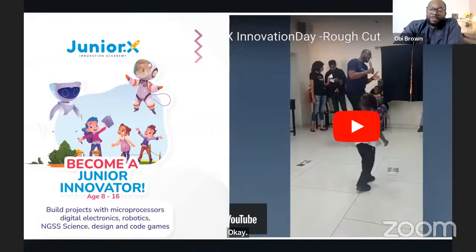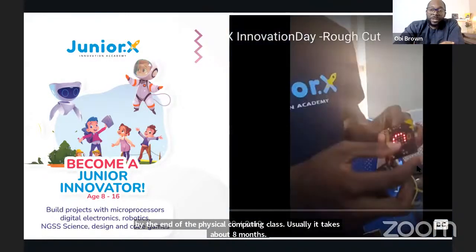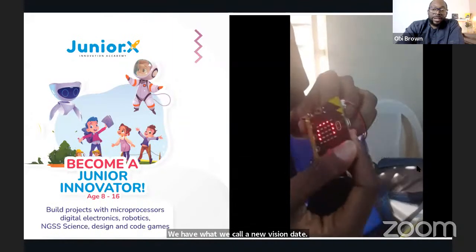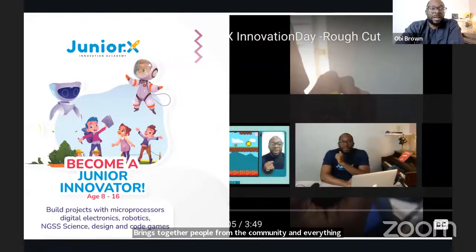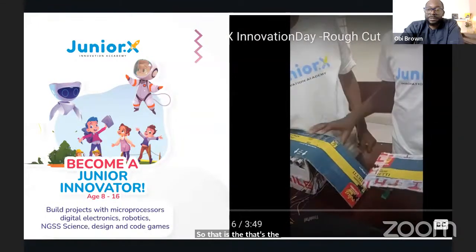So at the end of the physical computing class, which usually takes about 8 months, we have what we call an innovation day. The innovation day brings together people from the community and everything we have been doing for the last 8 months, so that students would be able to showcase what they have been doing in robotics, physical computing, science, and digital electronics. So that's the physical computing space.